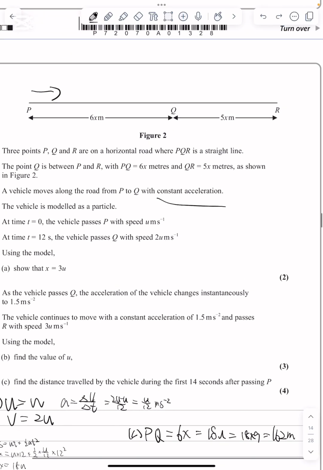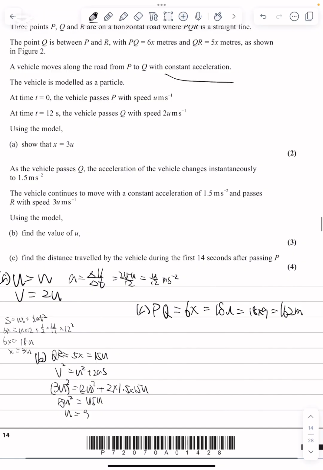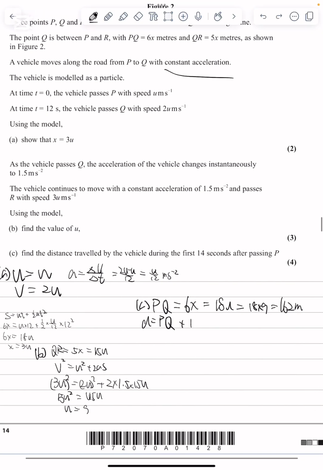And we have to add 2 seconds more, like it passes 2 more seconds here, right? So we have the acceleration. How do I write this? D equals PQ plus 2 times 1.5. S is 18 times 2.